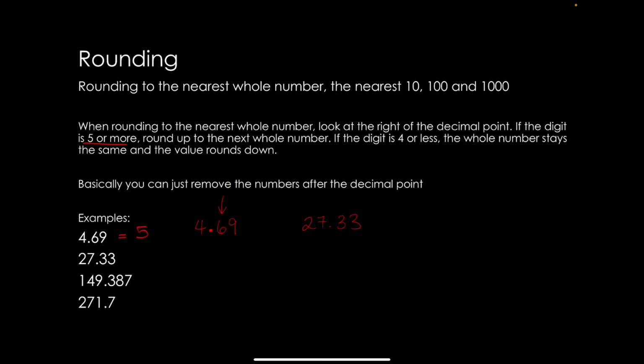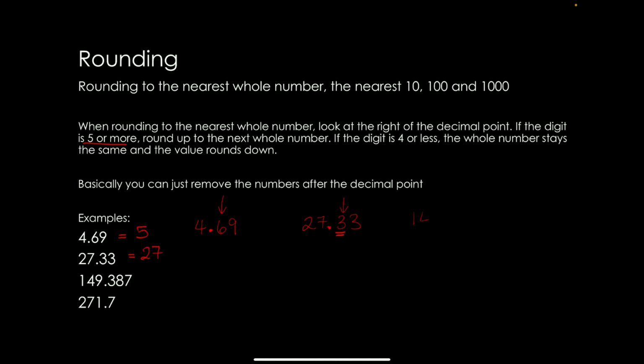Looking at 27.33, again, going back to our explanation, we look at the number to the right. If it's 5 or more, we round up to the next whole number. Or, if the digit is 4 or less, the whole number stays the same and we remove the extra digits after the decimal point. So this is 4 or below, so we would just leave that as 27. We then remove the rest of the numbers.